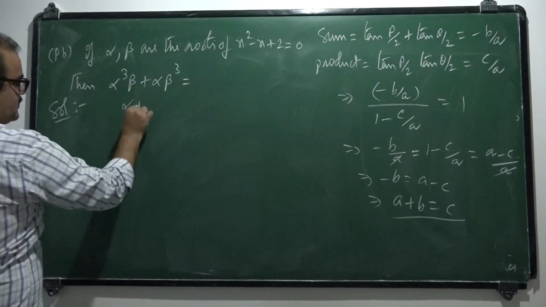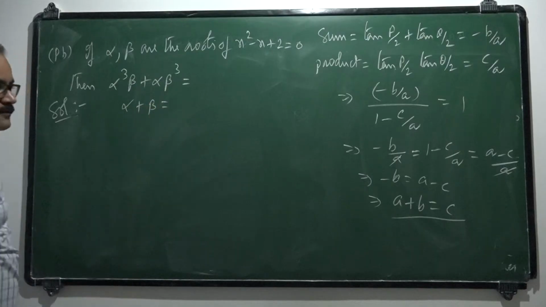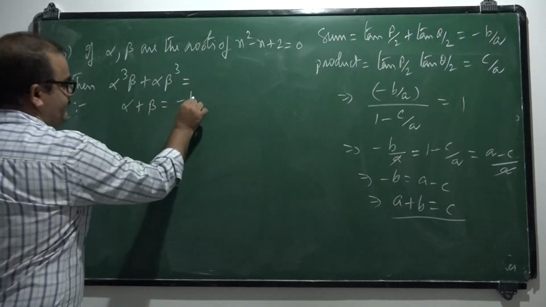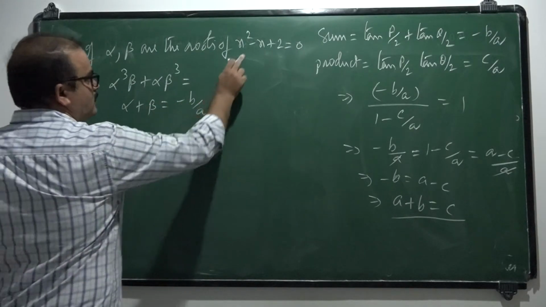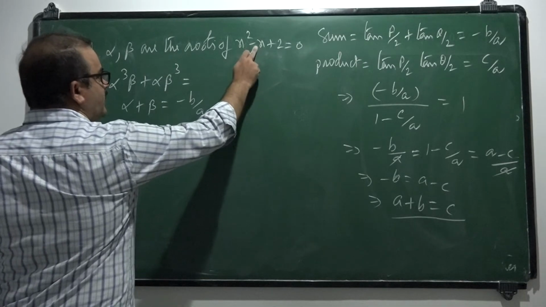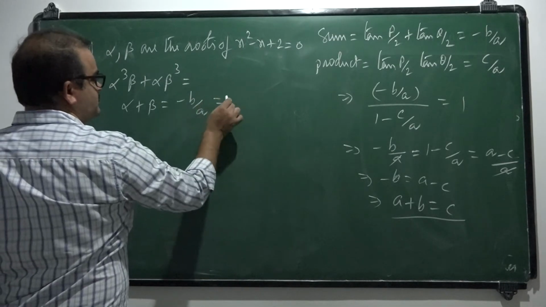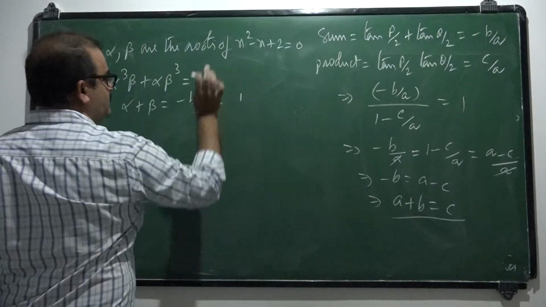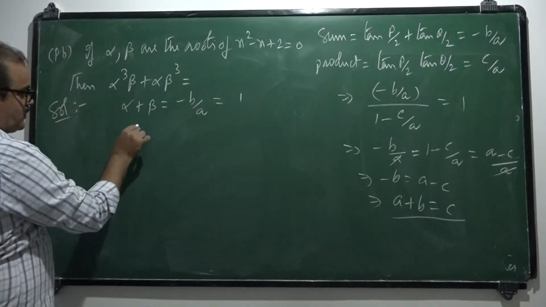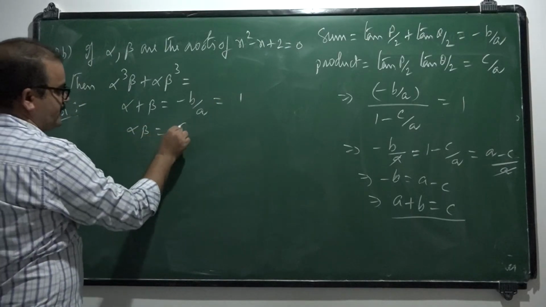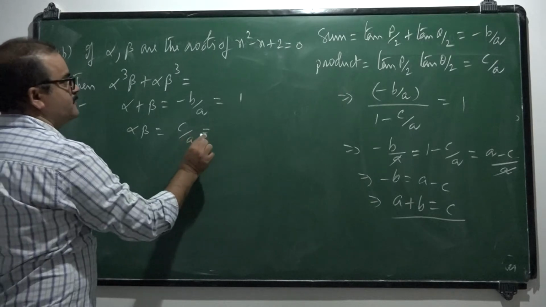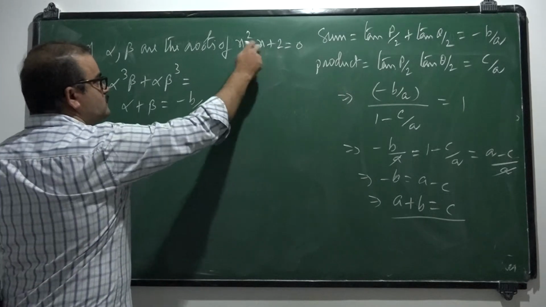We know sum of the roots is equal to minus b by a. What is b value? Minus 1. Minus b is 1. A is 1. Product of the roots, alpha into beta, that is c by a. C is 2, a is 1.